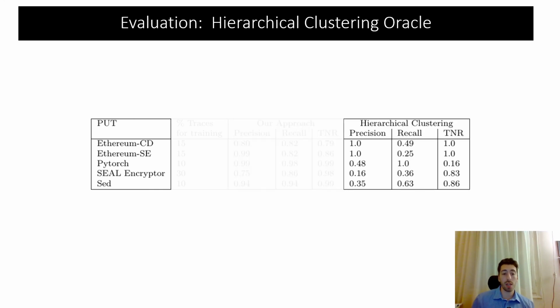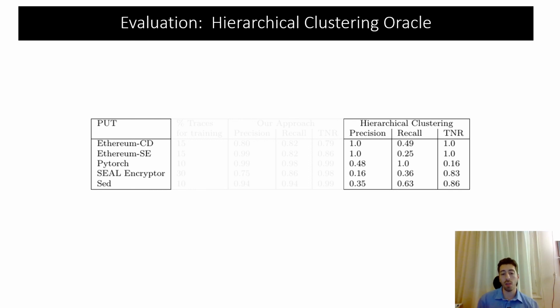As far as the hierarchical clustering approach is concerned, I would notice that in the two last case studies, Seal encryptor and SED, it is not able to classify any of the passing or failing executions. And in the case of PyTorch and Ethereum, it either achieves a maximum precision or a maximum recall. In the case of maximum precision, that means that the model just generalizes everything as a failing execution, and that results in correctly classifying all failing executions as failing ones, but also classifying all passing executions as failing ones. And exactly the opposite for the maximum recall.